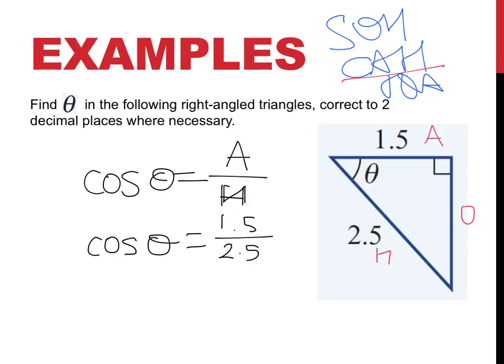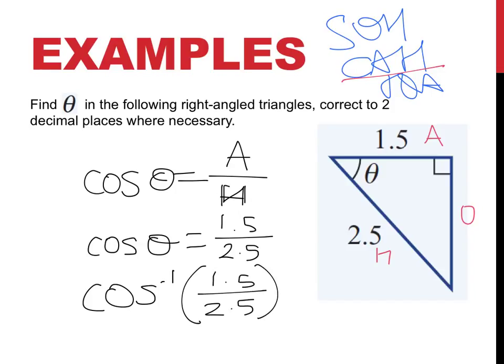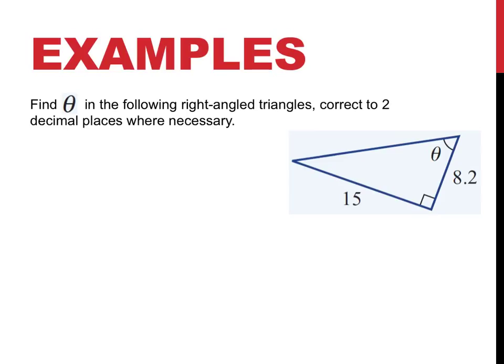In order to work out the answer, it's going to be cos to the -1 on my calculator. Then I'm going to put in brackets 1.5 over 2.5. And my answer comes out as 53.1301. So it's going to be 53.13 degrees.